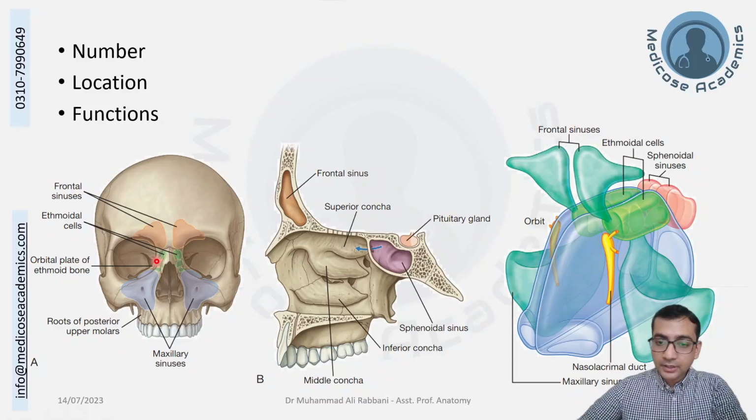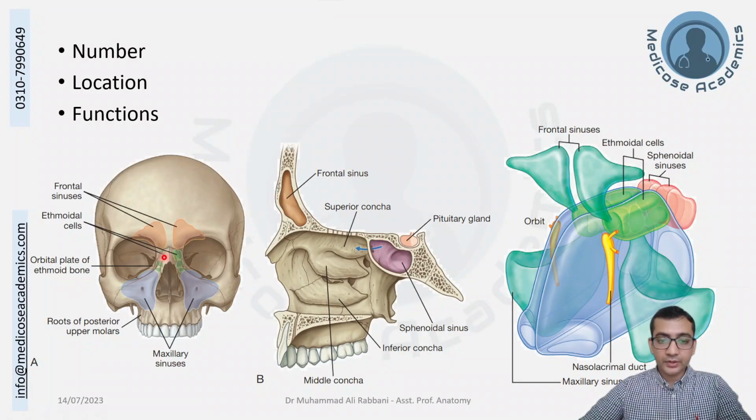There is a pair of ethmoidal sinuses. These are present between the nose medially and the orbital cavity laterally. Then there is the maxillary sinus. It's a very big sinus. It's triangular. It is present lateral to the nose below the eye, and it is covering almost the whole of the maxillary bone. It is hollow from inside due to the maxillary air sinus.